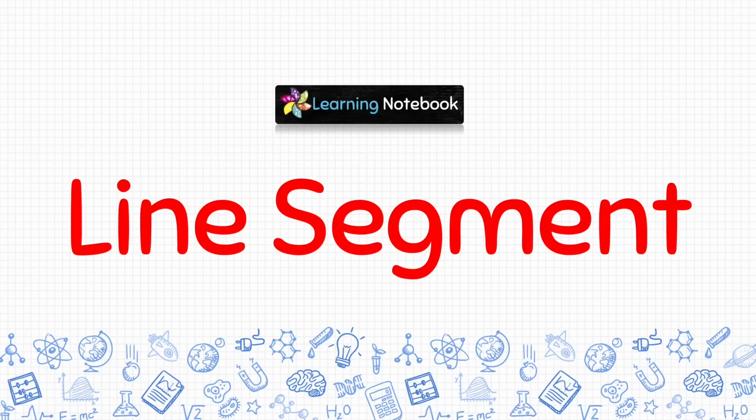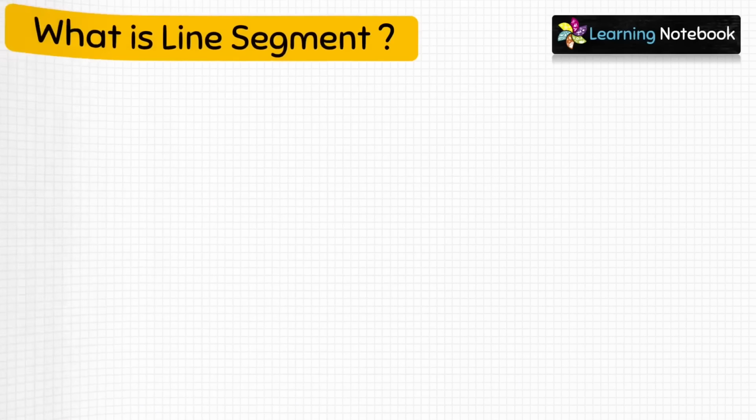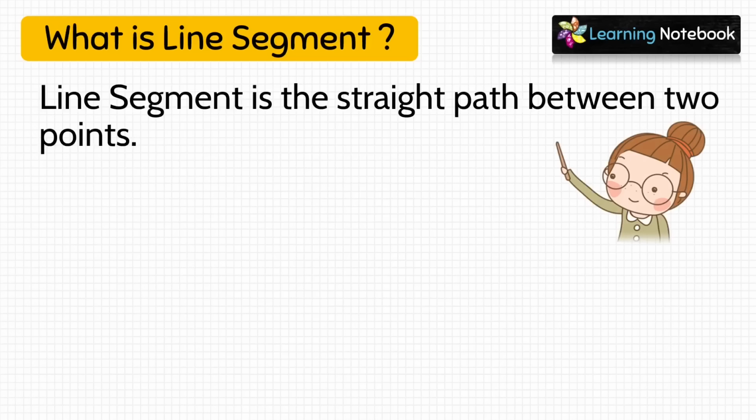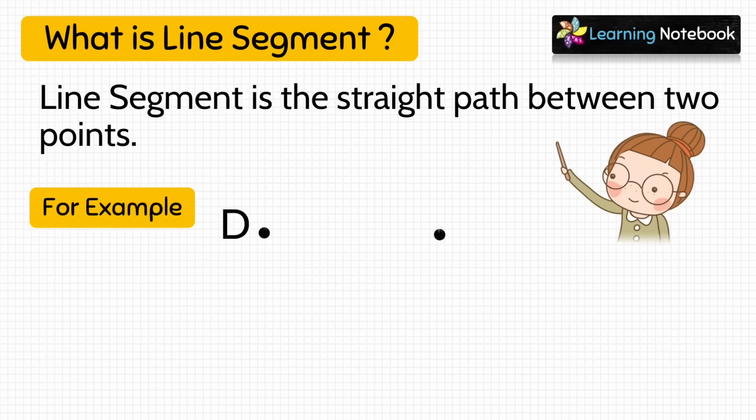Next is line segment. A line segment is a straight path between two points. It is the shortest distance between 2 points. For example, there are 2 points D, E. So, line segment is the straight path between these 2 points.